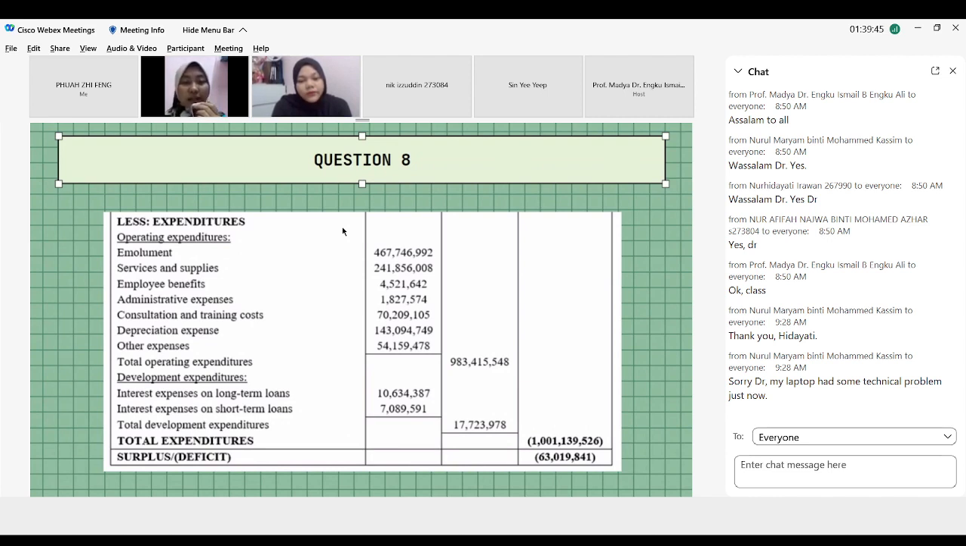And we have consultation and training costs, 70,209,105. And then depreciation expenses, 143,094,749. And then other expenses, 54,159,478. So for the total operating expenditure, we have 980,450,548.